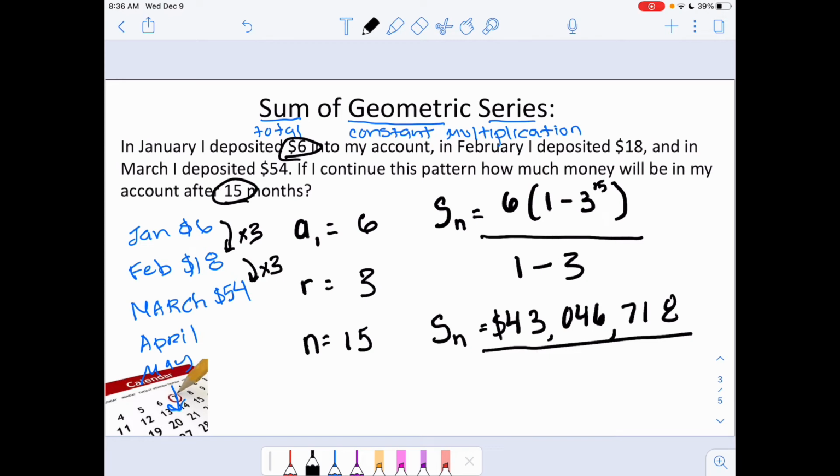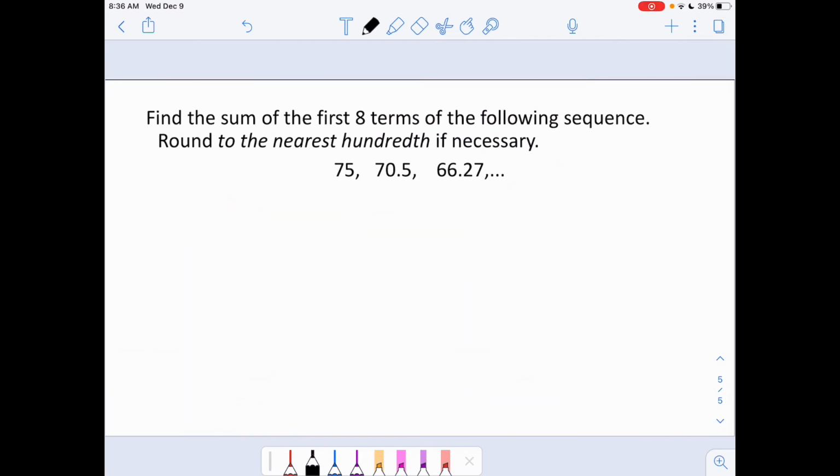Let's try another example. Here I need to find the sum of the first 8 terms of the following sequence. So once again, I need my first term, my ratio, and my number of terms. My first term is 75. My number of terms is 8, that was just given to me.